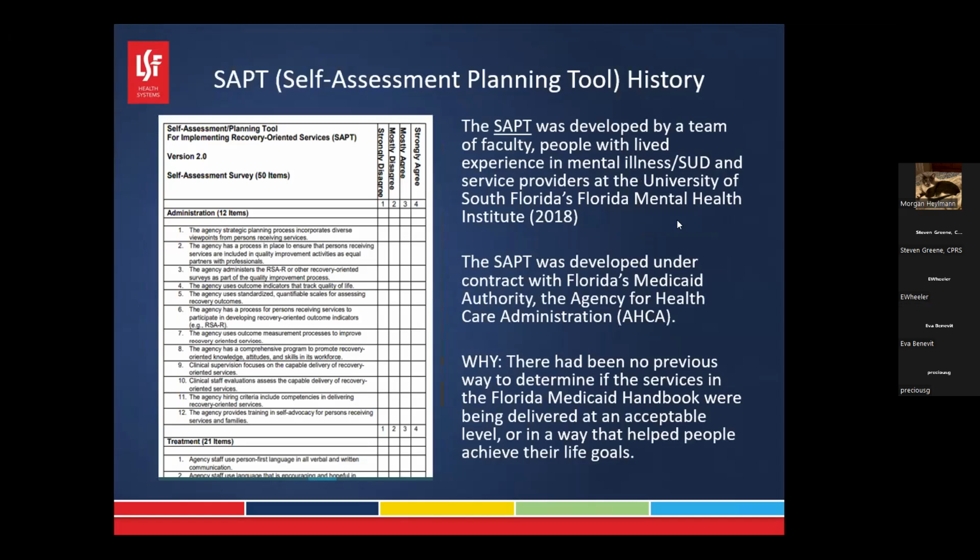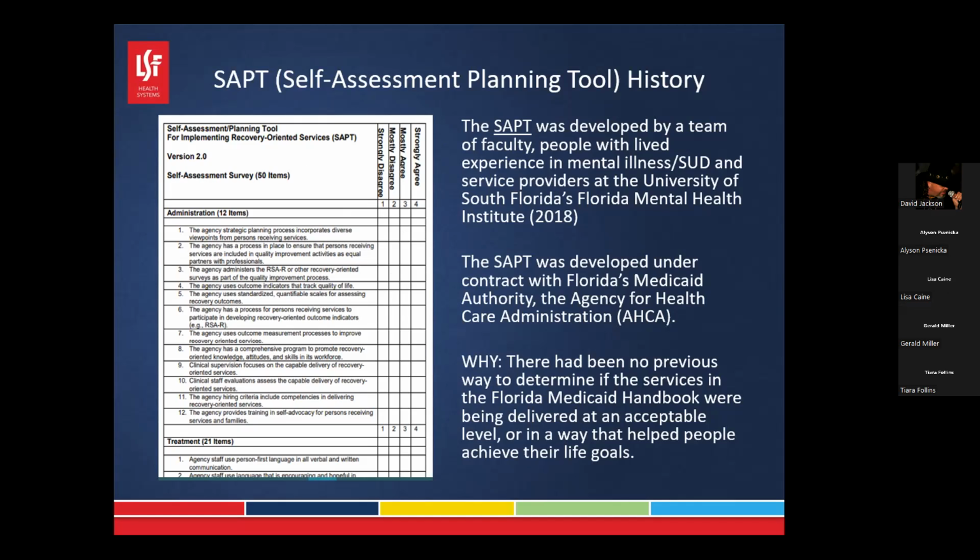Let's do a little history on the SAPT tool. It's good to just refer to it as the SAPT, but it stands for the Self-Assessment Planning Tool. There's a little screenshot of it. It has 3 domains with 50 questions. The SAPT was developed right here at USF in Florida by faculty, subject matter experts, also known as epidemiologists. And we invited people with lived experience in mental illness and substance use disorder recovery. And they got together and they developed this tool, which is a fact-finding tool about perceptions of recovery at behavioral health agencies, or any organization. But mostly it's designed for treatment.